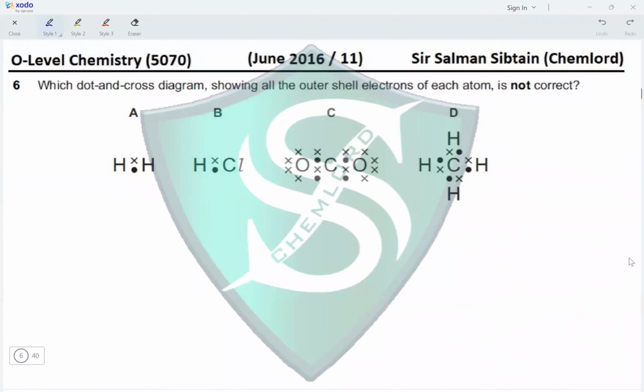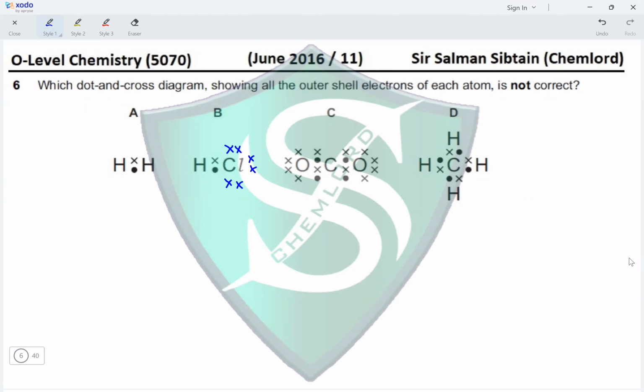Question 6. Which dot and cross diagram showing all the outer shell electrons of each atom is not correct? So H2, each hydrogen has one electron only, so this is correct. HCl, hydrogen has one electron and chlorine has 7 electrons in its outermost shell. So 6 electrons are not being shown in the structure.